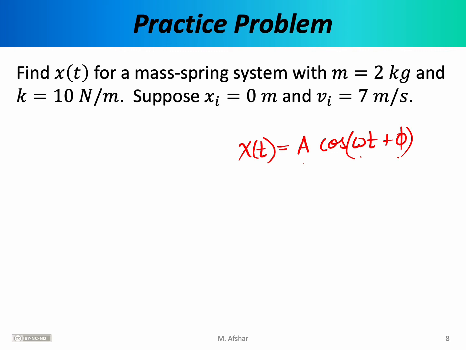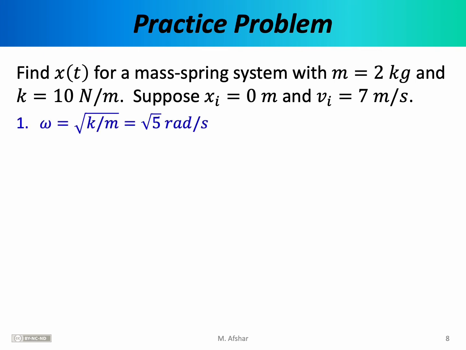Of these 3 constants, the easiest one to figure out is omega, so we'll start with that one. We know that omega will equal the square root of k over m, so plug those numbers in and you find that omega is simply root 5. Notice that I'm using SI units here. The SI unit for angle is radians, not degrees, and the SI unit for time is seconds. So what I now have is x of t is equal to A cosine of omega, which I now know exactly what it is, times t plus phi.